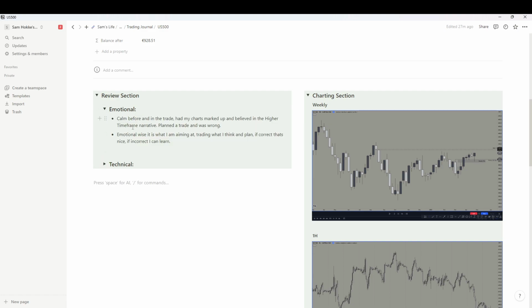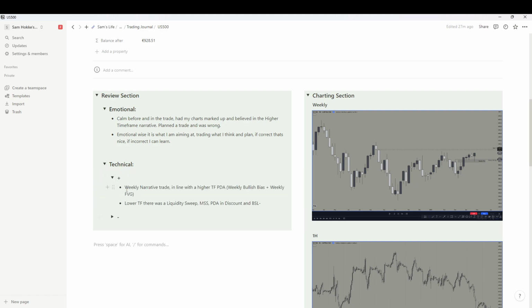So emotionally wise, I was calm before and in the trade, had my charts marked up and believed in the high time frame narrative, planned a trade, and the trade was wrong. Emotionally wise, this is what I'm aiming at: trading what I think and plan. If correct, that's nice. If incorrect, I can learn.